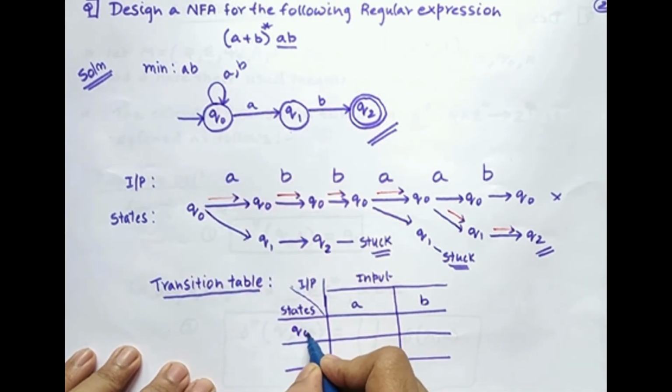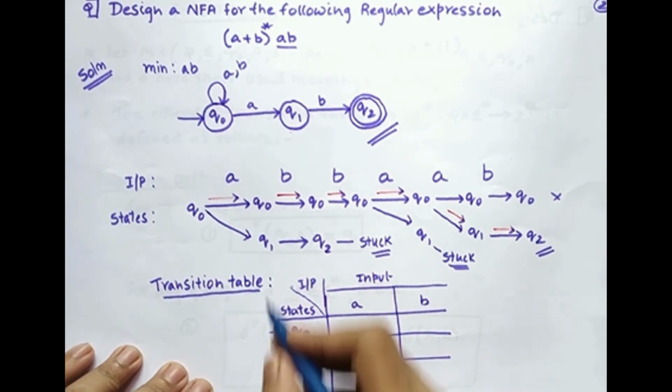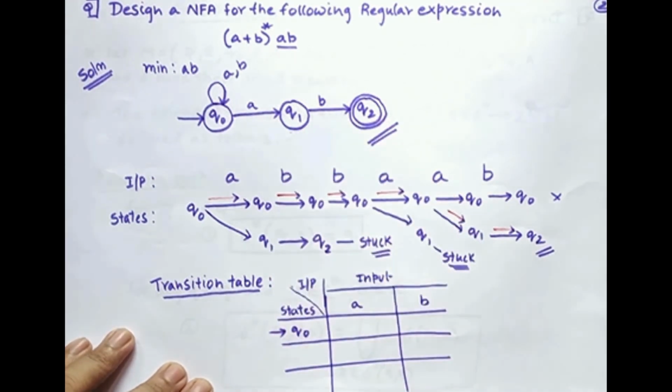So let's list which are the states. Q0 is a state. Since it's a start state, I will use an arrow here to indicate that it's a start state. What other states are there in the NFA? Q1. And since Q2 is a final state, I will write Q2 and I will write a star here. That star means it's a final state. Arrow means it's an initial state.